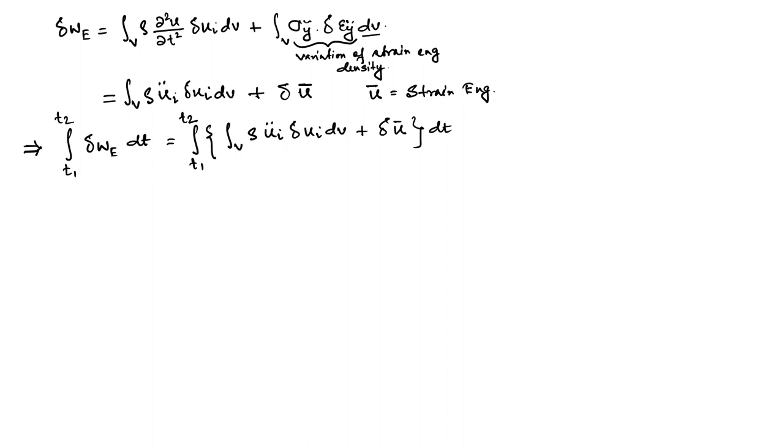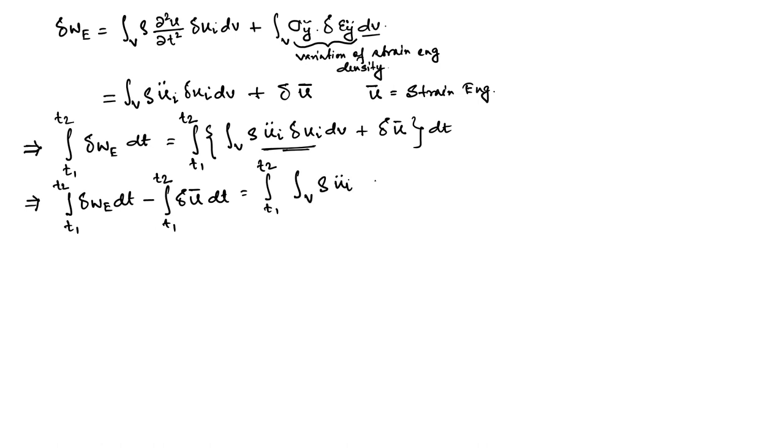Now, you can easily sense what we are going to do. We are going to perform integration by parts here, because if we do that, we have this virtual displacement. Obviously, at the boundary, we can put some conditions and then we can further simplify. That we will do in a minute. So, before that, let me just modify this expression. So, what we have is the integral t1 to t2 delta W_e dt, and then take the other part also on this side, so that our job becomes simpler. So, this is equal to the integral t1 to t2, then the volume integral rho u_i double dot delta u_i dV dt.